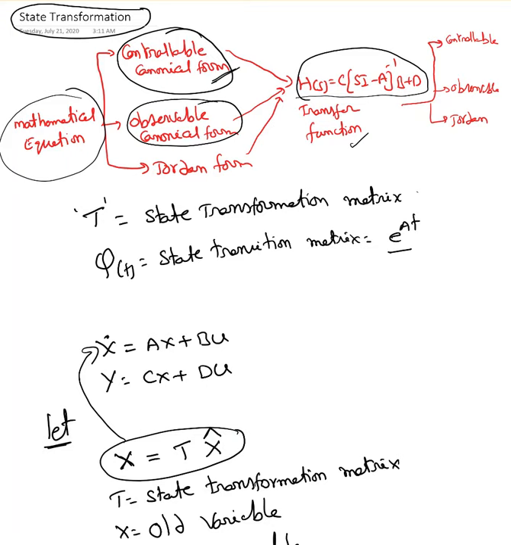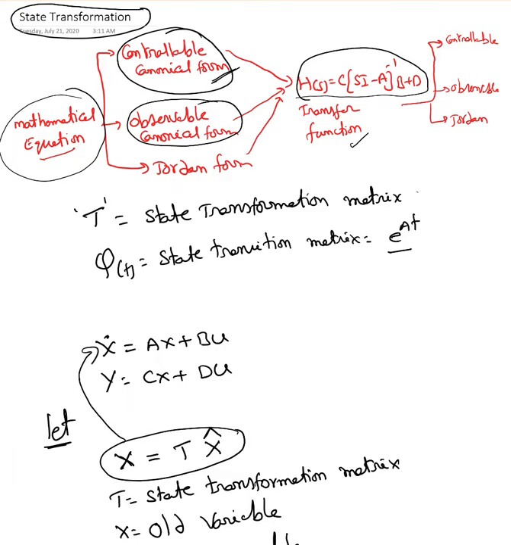In the previous videos, we learned that if we have a mathematical equation, we know how to convert it into a controllable canonical form, observable canonical form, or Jordan form. Controllable canonical form is nothing but the input being well connected with the state variables x1, x2, x3. Same thing with observable canonical form: the output is well connected with the state variables. And Jordan form is based on where you keep that constant parameter. It could be either controllable or observable or both.